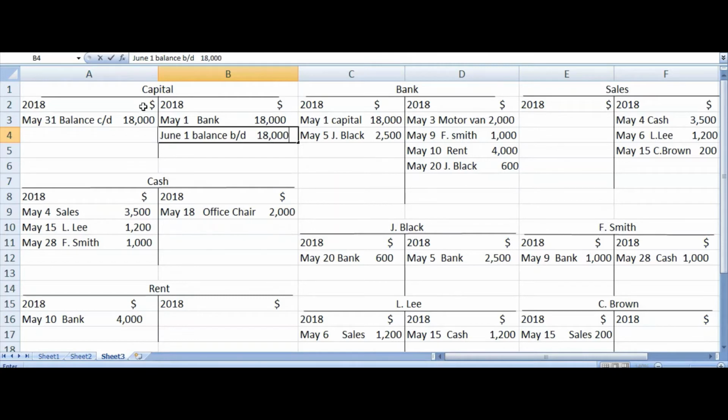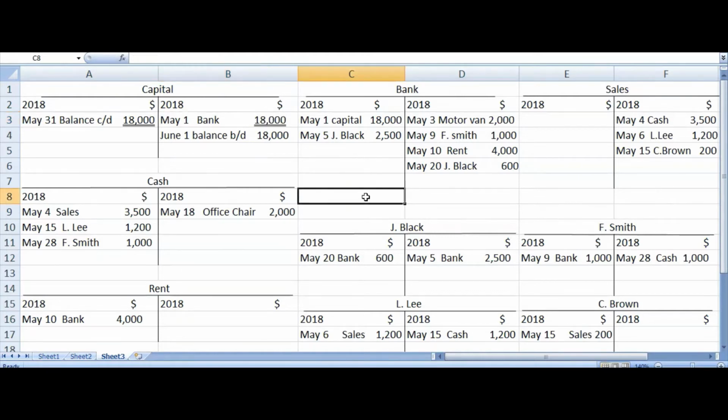Once you have the totals agree and they are on the same level, you are going to double line to show that the account is now balanced. Then we move to our next account.